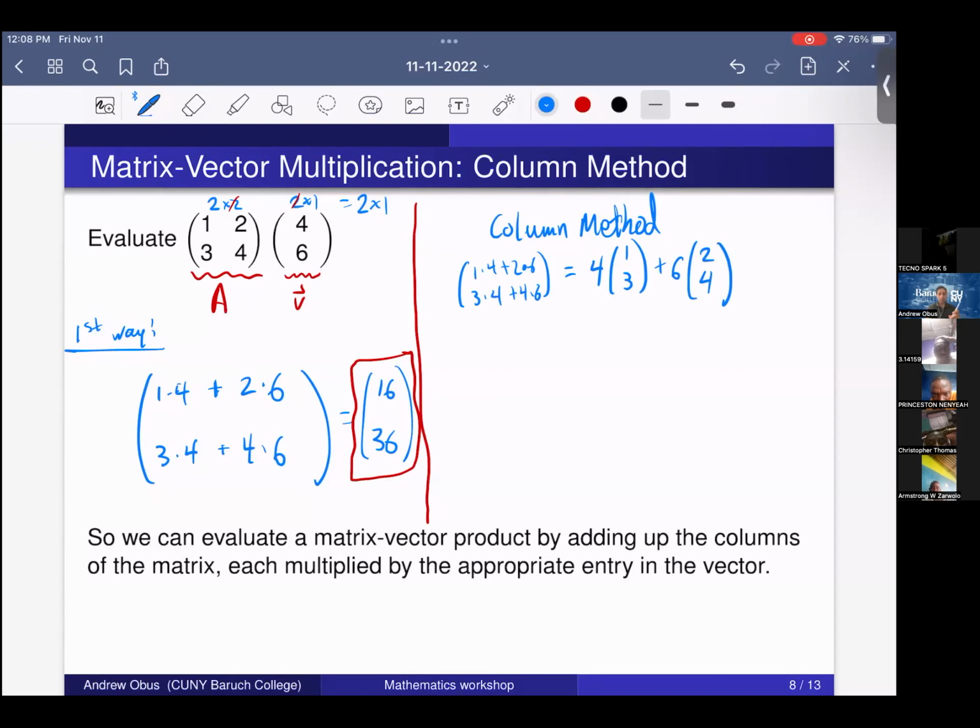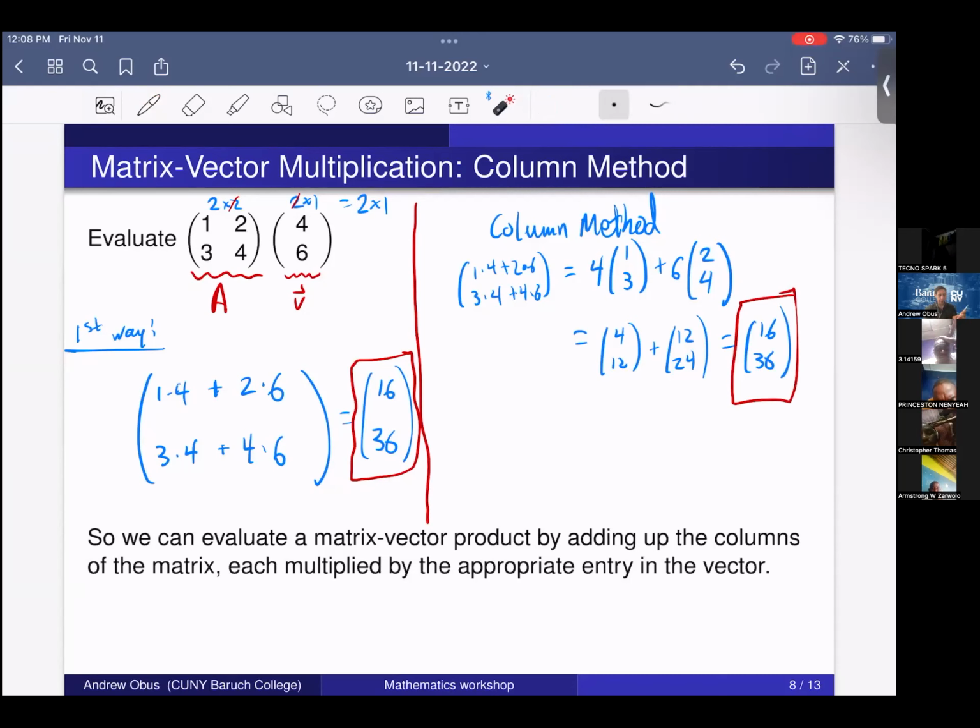If I multiply this all together, we get 4, 12 plus 12, 24, which is equal to 16, 36. It's the same answer.